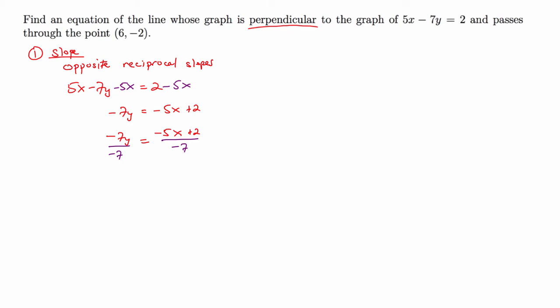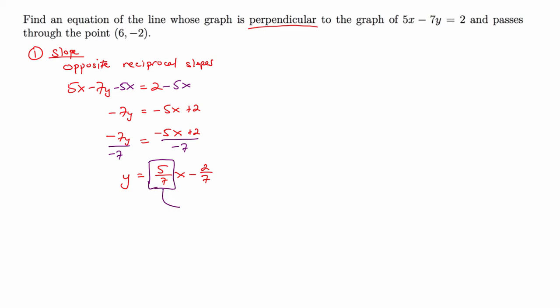Simplifying on the left, negative 7y over negative 7 is a y. On the right side, we need to remember to distribute the fact that we're dividing by negative 7 into both the negative 5x and the 2. Negative 5x divided by negative 7 becomes a positive 5/7 x, and 2 divided by negative 7 is a negative 2/7.